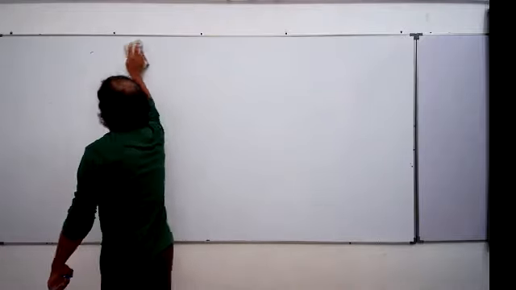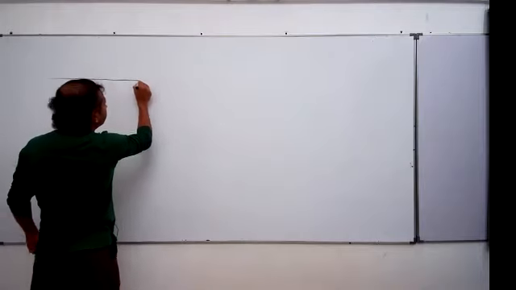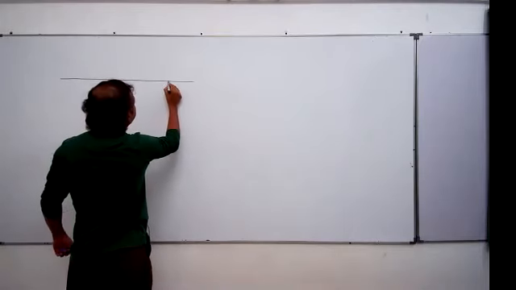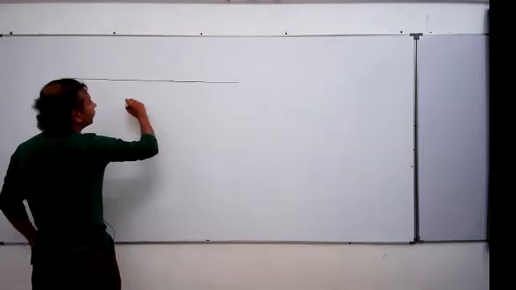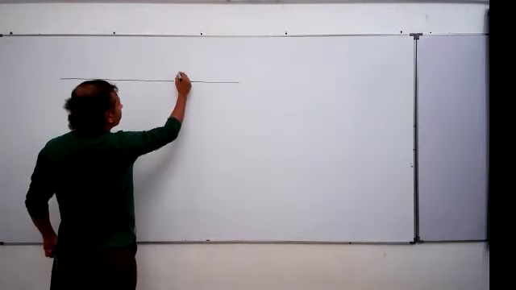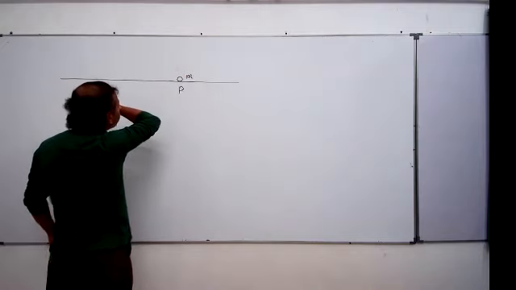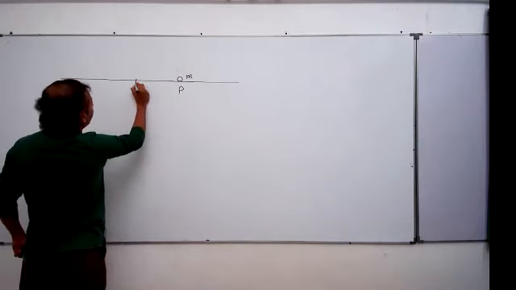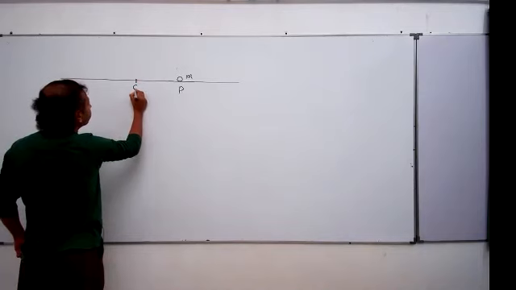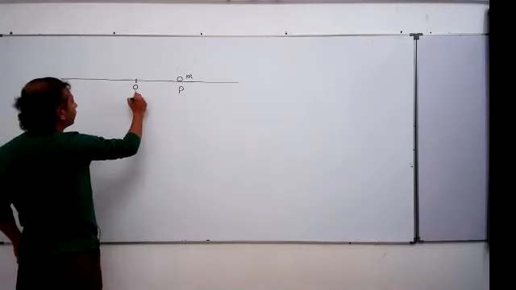A particle P of mass m, this way, on a smooth plane. We have particle P here. Mass is m, right? Particle P is of mass m. And suppose here we have a fixed point O. Right, this is the fixed point, fixed point O, right?